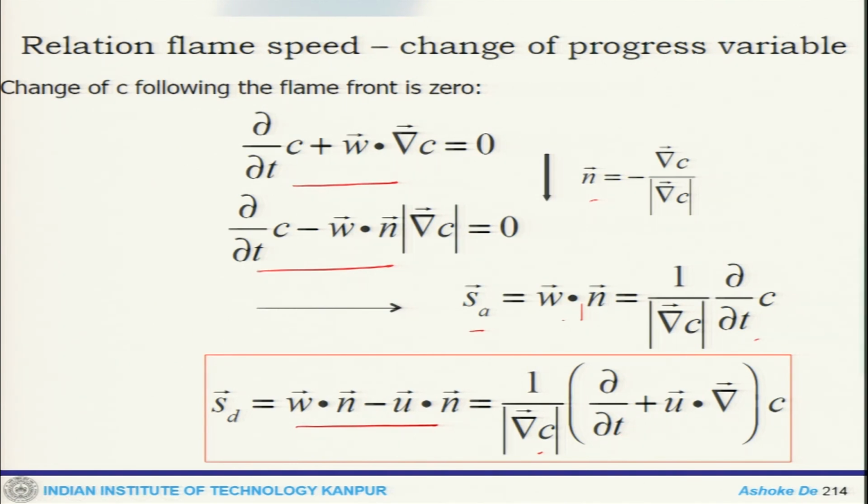Now, you can find these things, then we can find out the relationship between the displacement speed and the species equation using this information. So, we will stop here today and continue the discussion in the next lecture.